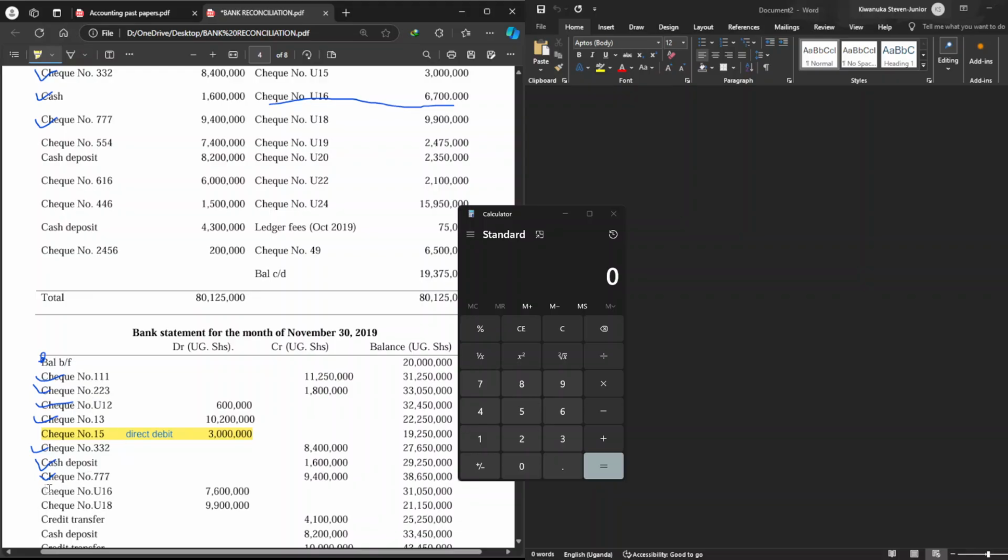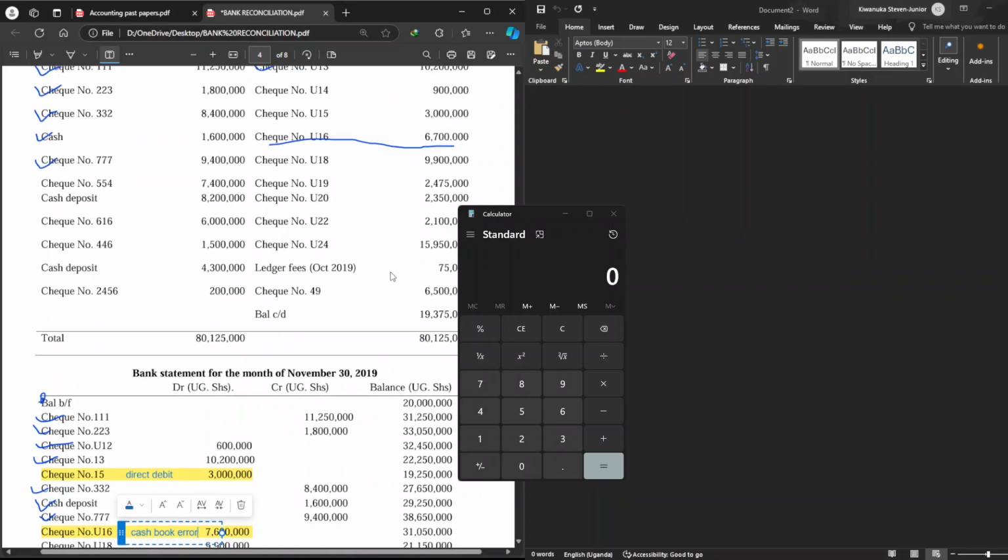So we have this, and we'll comment that it is cash book. It is a cash book error. Cash book error. Yeah, so this is a cash book error.